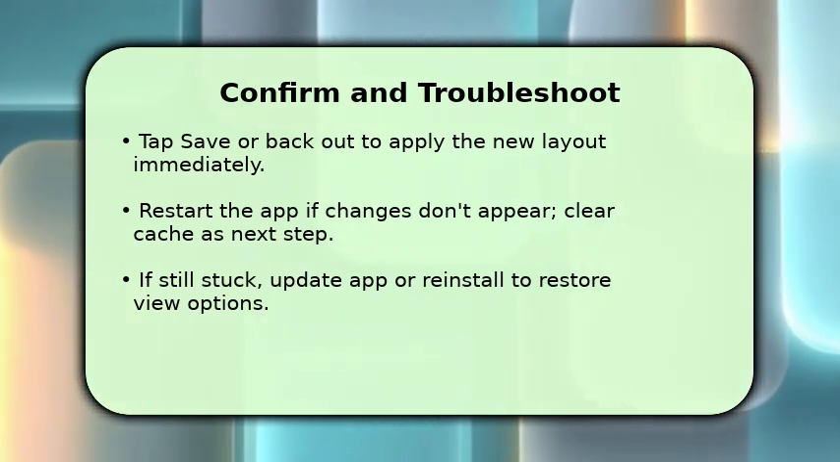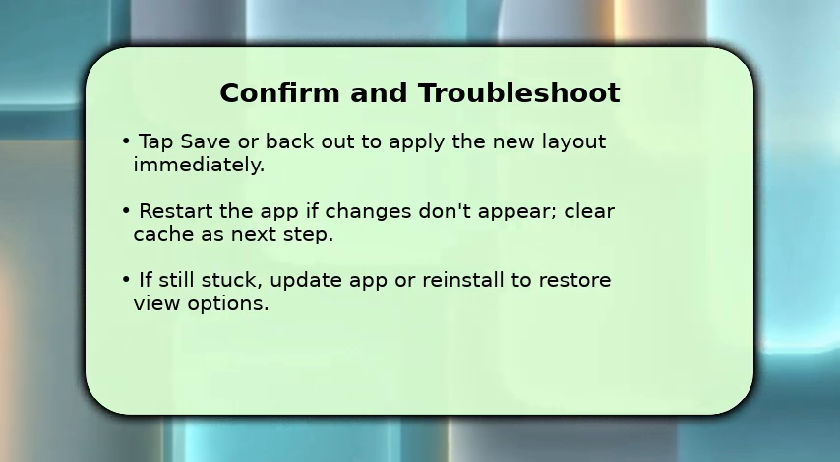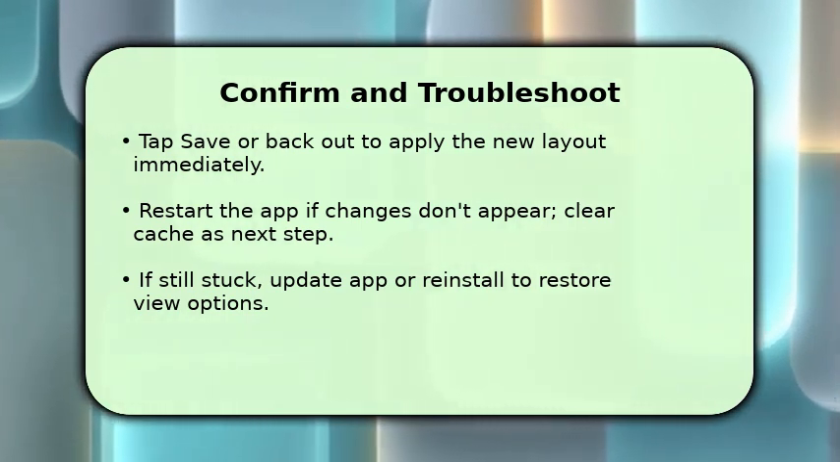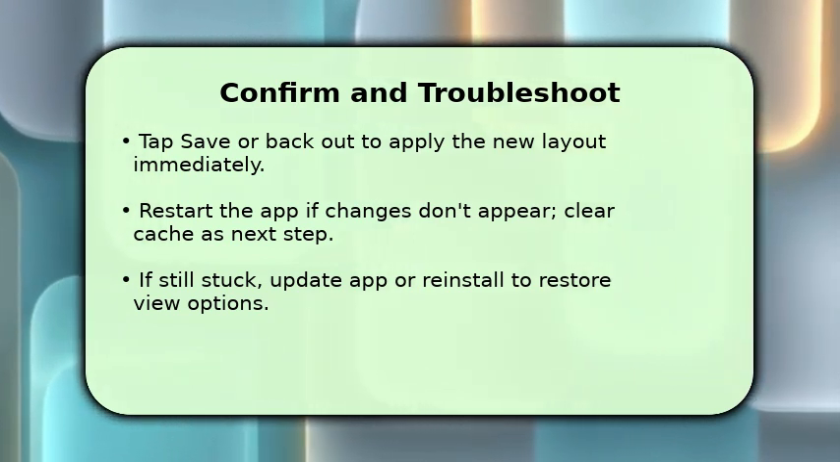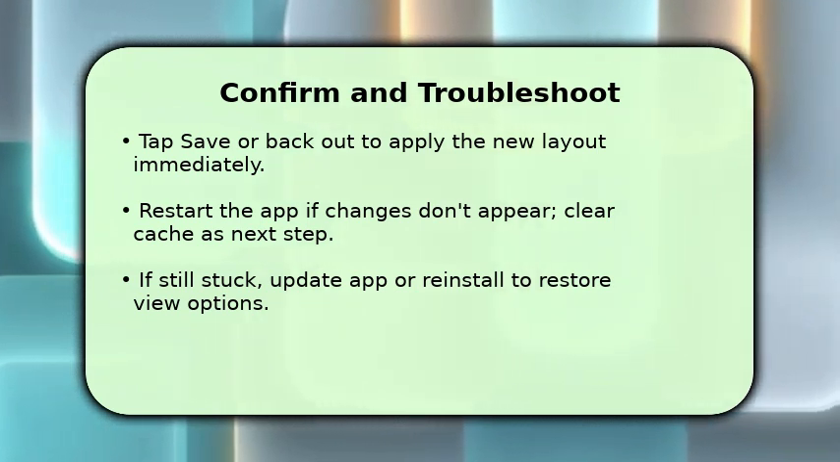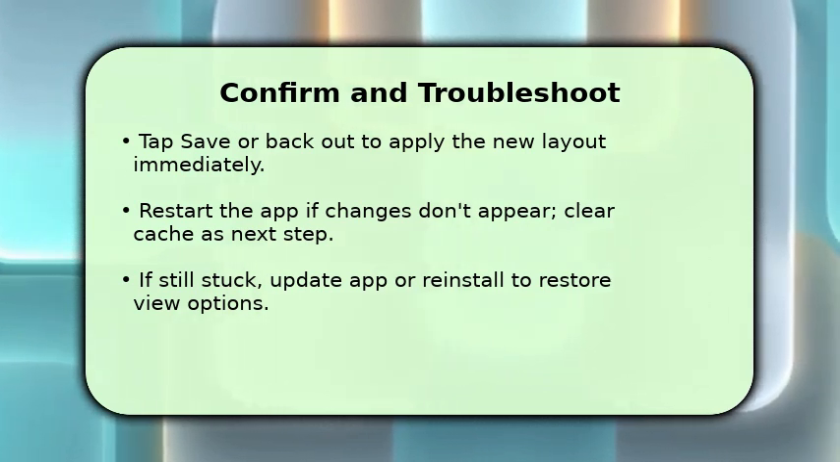If you don't see the grid, force close and reopen the app because cached UI can block updates. Make sure to clear cache or storage for the app if restarting fails, and update or reinstall YouTube as a last resort. That often restores missing view options. One troubleshooting tip: toggle account sign out and sign in to refresh personalized features.